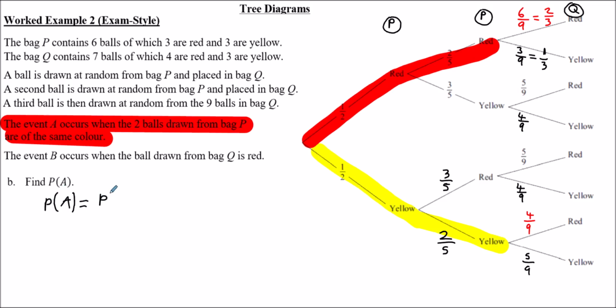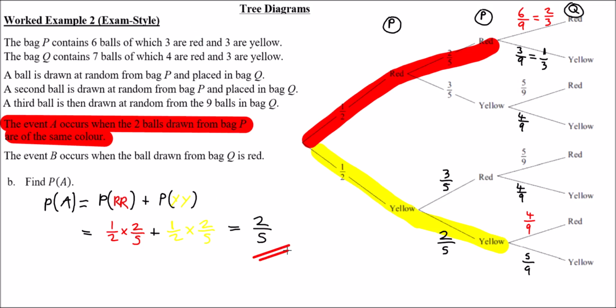So the probability of event A happening is therefore the probability of having 2 reds plus the probability of having 2 yellows. Yellow doesn't stand out very clearly there, that's why I tend not to use it, but there we go. So red first, then red again, is a half multiplied by 2/5. And then we add on the probability of yellow, which is again 1/2 multiplied by 2/5. And if we work this one out, we should actually get 2/5. So the probability of event A happening is 2/5.